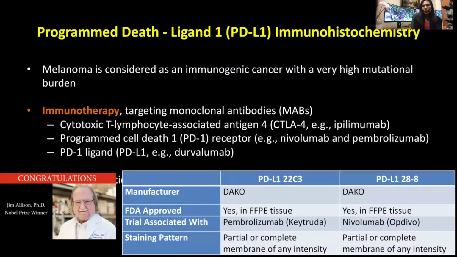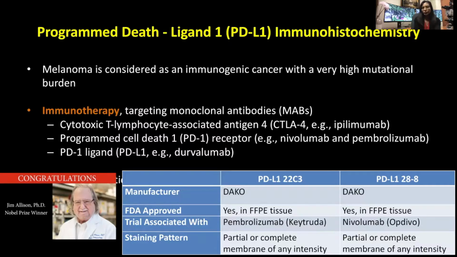Next one is related to immunotherapy, the PD-L1 immunohistochemical study. As you know, melanoma is considered to be a very immunogenic cancer. So immunotherapy targeting these, monoclonal antibodies, including against cytotoxic T lymphocyte associated antigen 4, CTLA4, for example ipilimumab, or targeting programmed cell death receptor PD-1, for example nivolumab, or the PD-1 ligand, PD-L1, for example durvalumab. So these are very promising therapeutic targets for melanoma, especially for patients with advanced stage tumor.